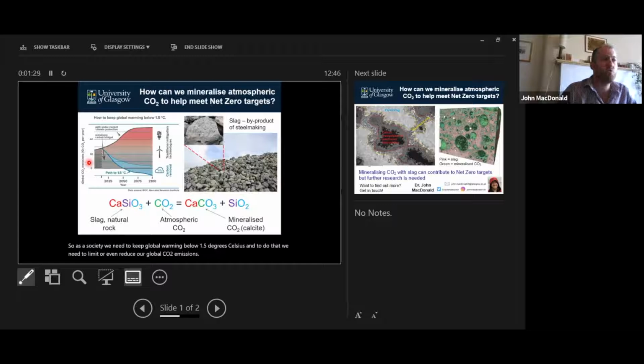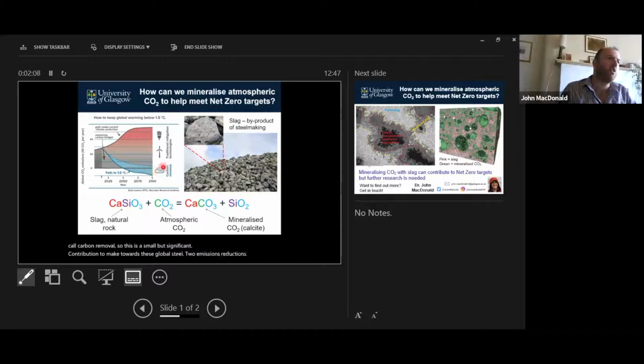There's sort of two ways we can do this. There's what we might call traditional mitigation technologies. That would be things like transitioning from fossil fuels for energy to renewable energy sources. And that can make a big contribution to reducing these CO2 emissions. Another thing we can do, though, is what we call carbon removal. This is a small but significant contribution to make towards these global CO2 emissions reductions.